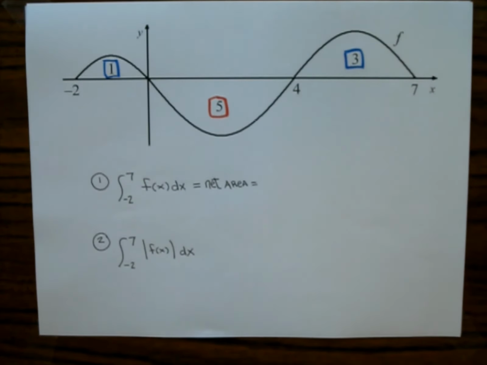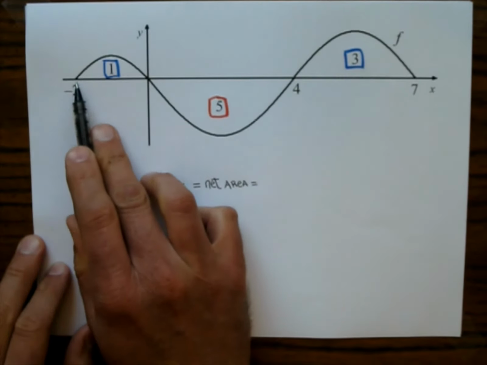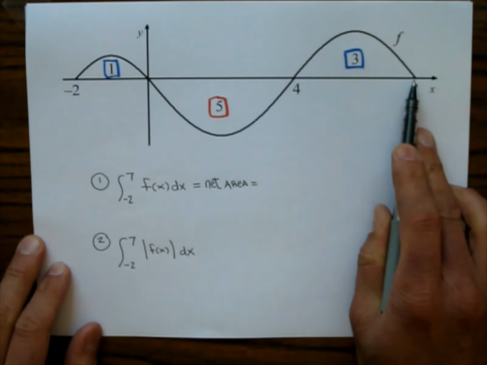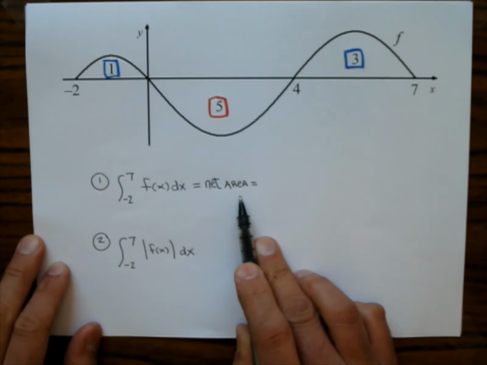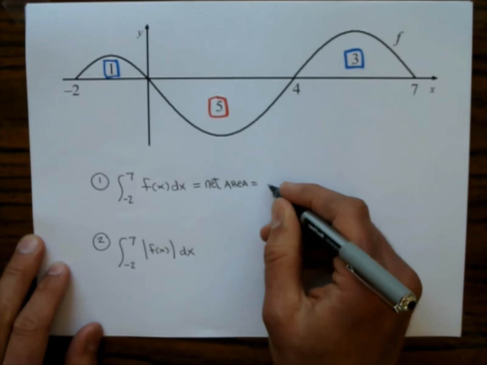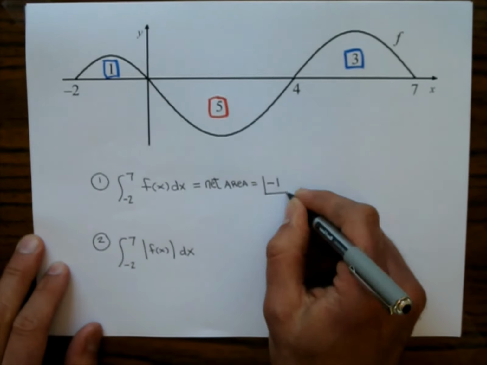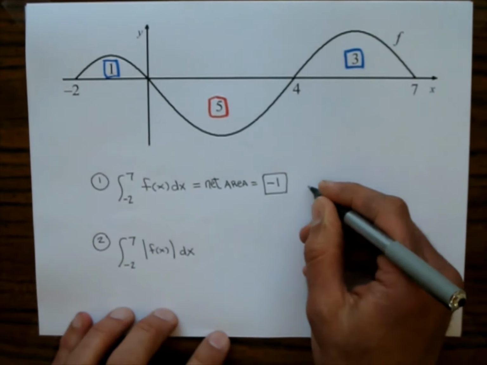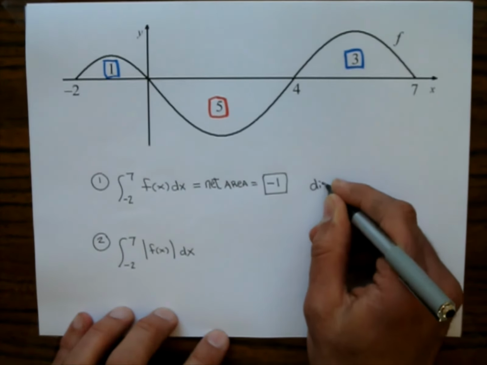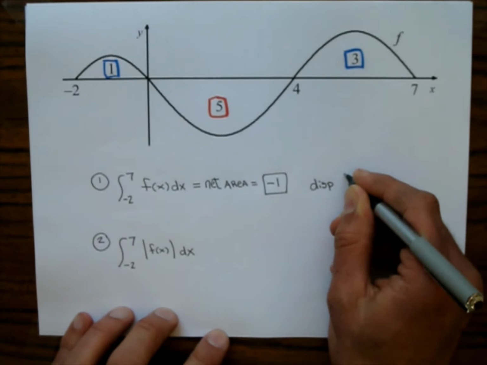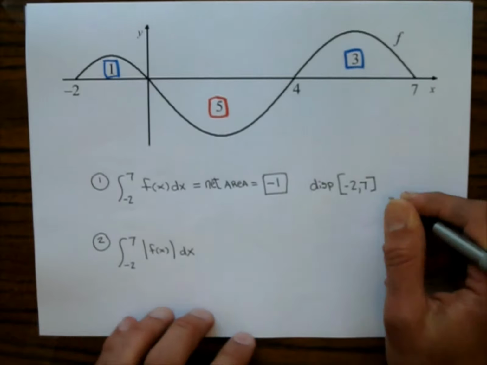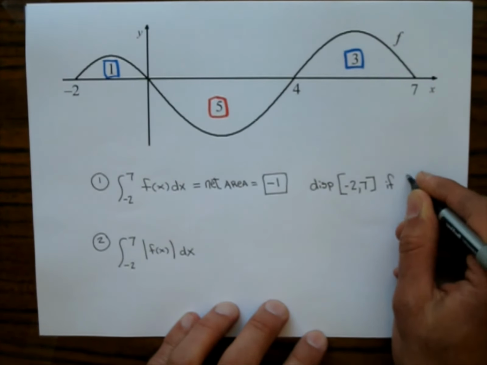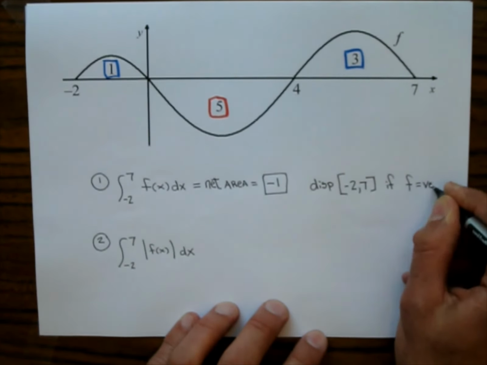We are integrating from -2 all the way to 7. And so what is the net area? The net area is -1. Sometimes we would call this the displacement from -2 to 7, if f equaled the velocity.